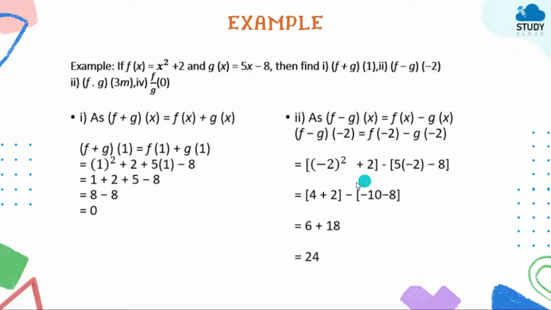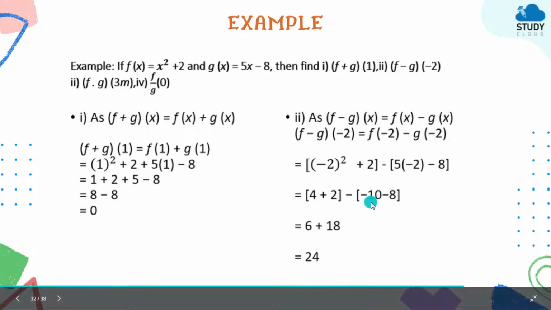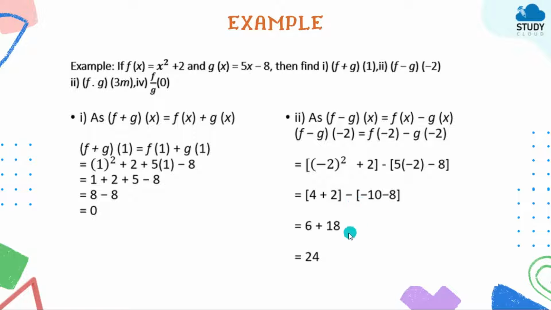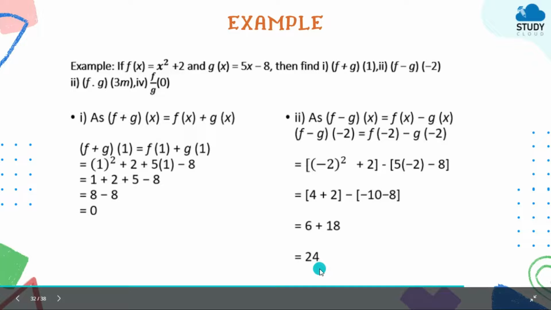This is f(x). Minus, 5 into minus 2, g(x) is 5x. So 5 into minus 2, minus 8. When you open up the brackets, we will have 4 plus 2, minus 5 twos are minus 10, minus 8. So minus 10 minus 8 will become minus 18. When you open up the brackets, that will become plus 18. So 6 plus 18 is 24.